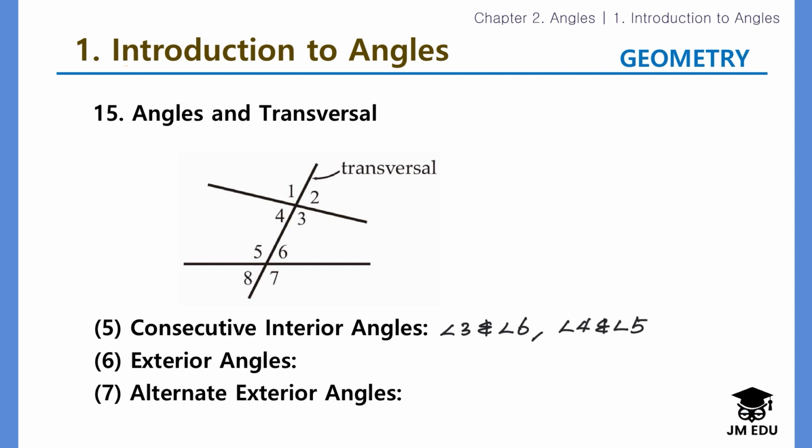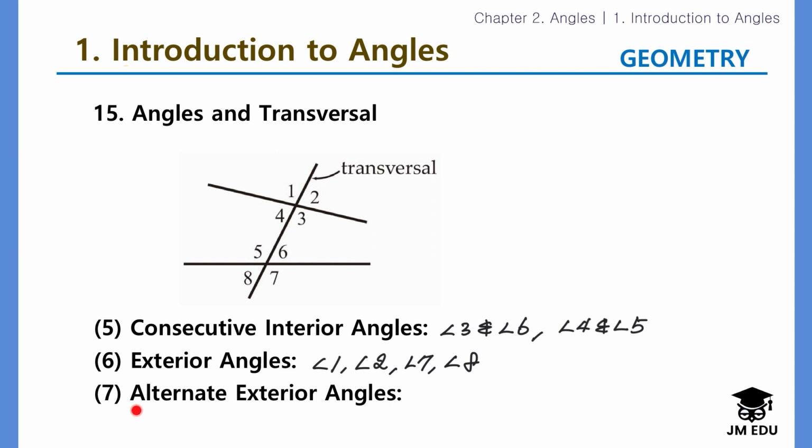Number 6, exterior angles. Exterior angles are angles on the outside of these two lines. So angle number 1, number 2, angle number 7 and 8, these four angles are exterior angles. So let's write them. Angle number 1, 2, 7, angle number 8. These are exterior angles.